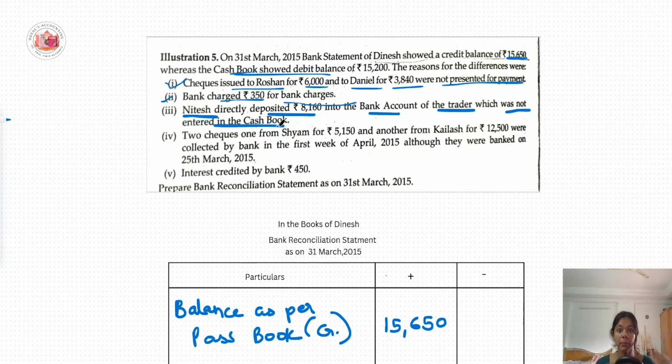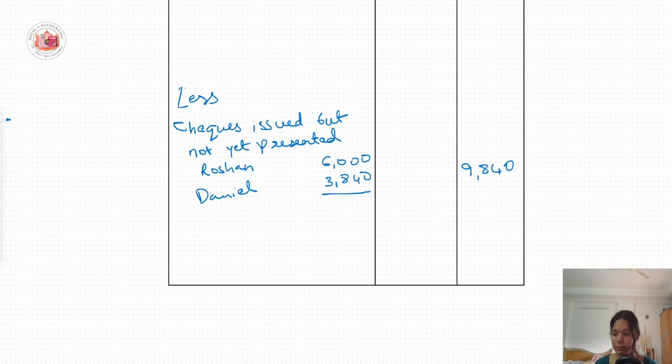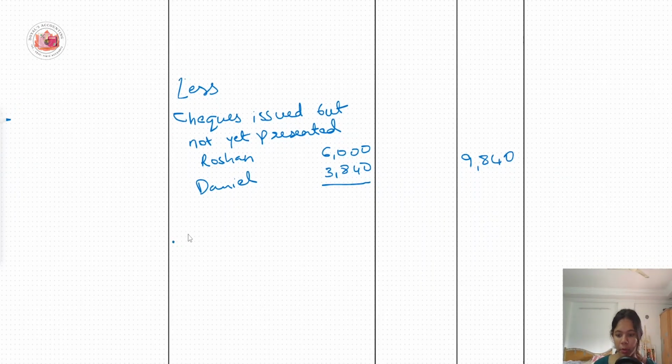So clearly my passbook balance is more than my cash book, and we know that whatever adjustment I have to make, I make to this passbook balance only. If I want to equalize, what do I do? I will just reduce the amount. So rupees 8,160 I will deduct. Check directly deposited in bank.